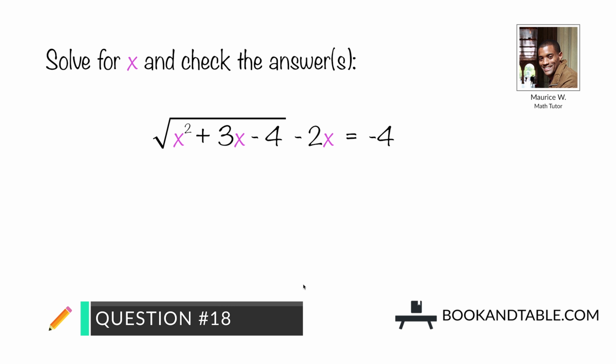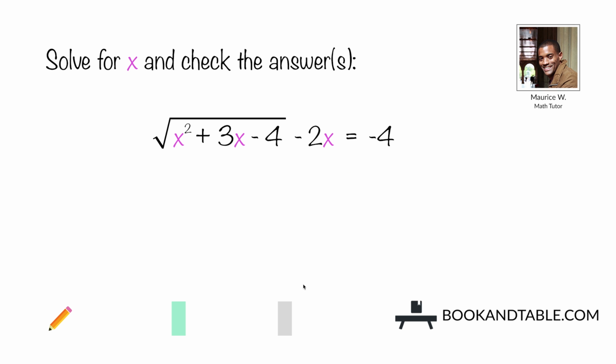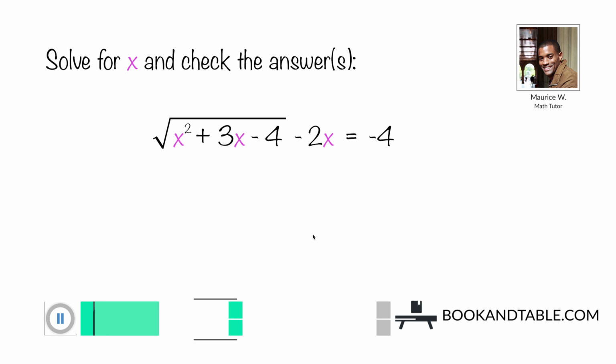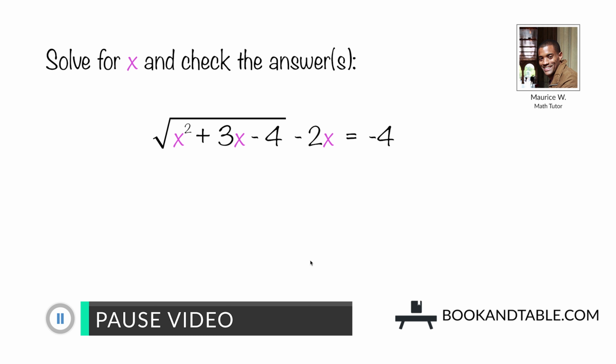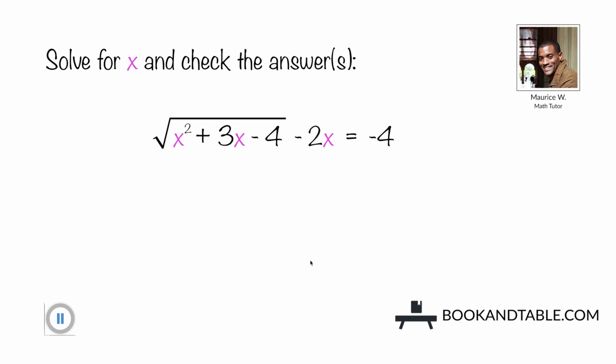Question number 18. Solve for x and check the answers. The square root of x squared plus 3x minus 4 minus 2x is equal to negative 4. Pause the video, answer this question, and then press play when you are ready to begin.